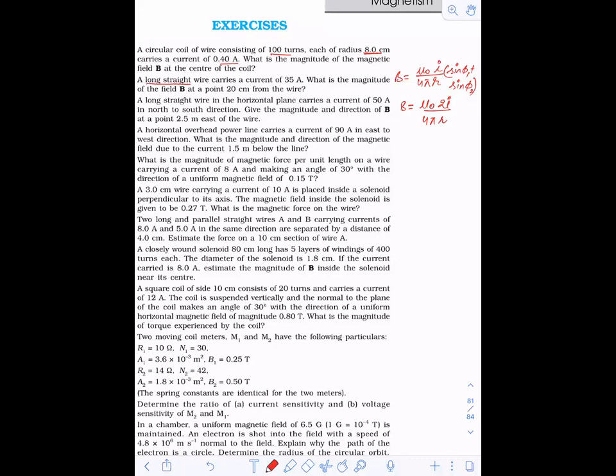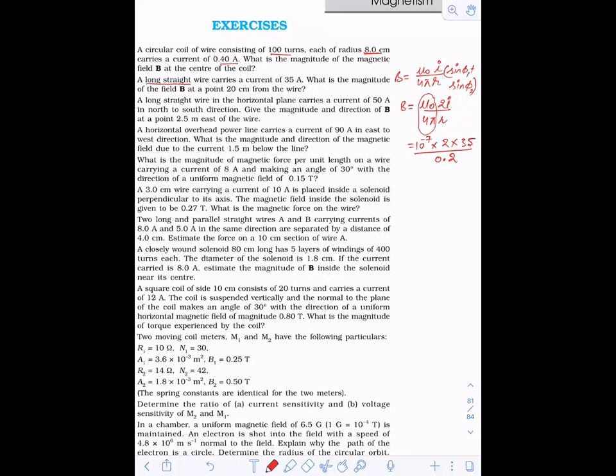So the value of mu naught upon 4 pi is 10 to the power minus 7. Into 2I. 2 is the factor which is coming from sine phi 1 and sine phi 2. The current value is given to me as 35, divided by r. What is the distance? 20 centimeters, so I'll write it as 0.2. So you solve this and you will get the result.